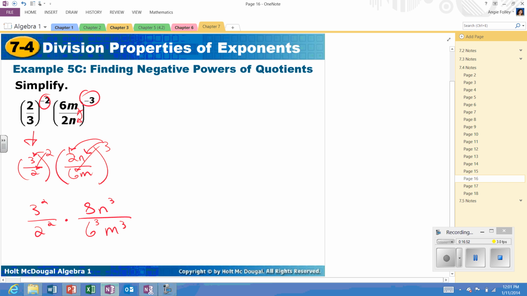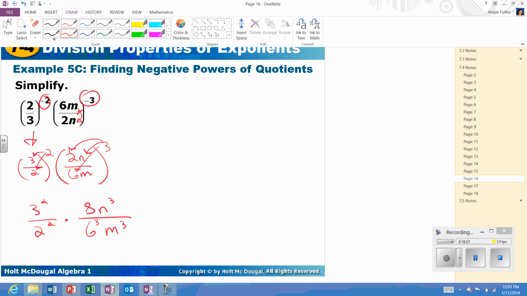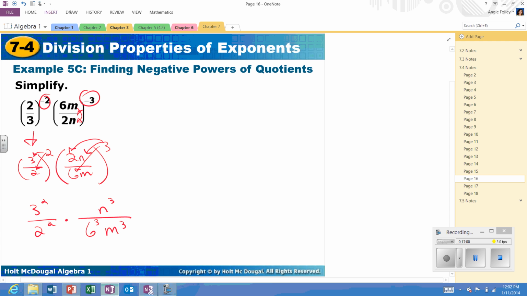So we've kind of got, actually, I'm going to go back to what it was. Where's my eraser? I'm going to tell you why. Don't actually carry that out. Here's why. If we write 2 cubed, now we can multiply straight across. So we're going to have 3 squared, 2 to the third, n to the third, over 2 squared, 6 to the third, m to the third. Okay, right here, these have the same base, so we can subtract their powers.